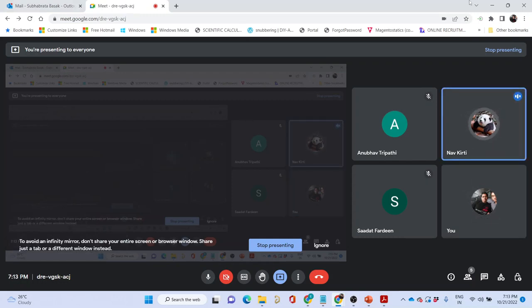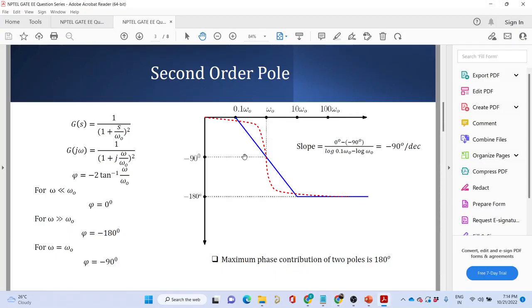Sir, slope. Yes, you are correct. There will be a change in the slope. You are correct. Can you be a bit more specific? Would the slope be much higher or lesser? Sir, it would be much.